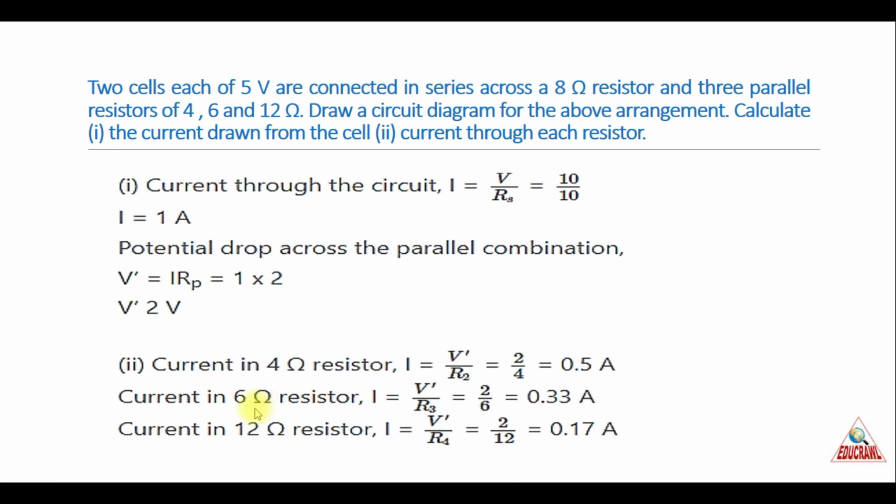Since it is across a 6 ohm resistor, the R value should be substituted as 6. Similarly, for the current across the 12 ohm resistor, the R value has to be substituted as 12. So, substituting, we get the value as I = 0.17 ampere.